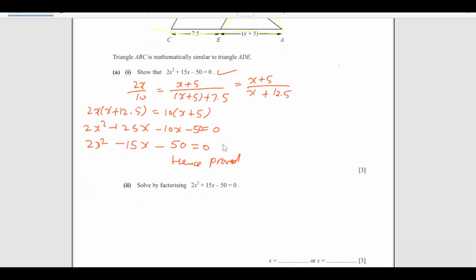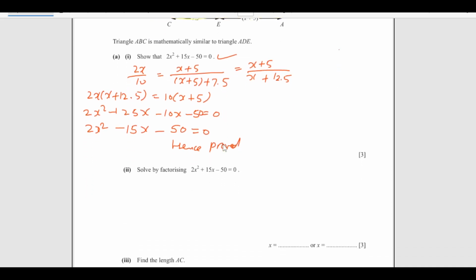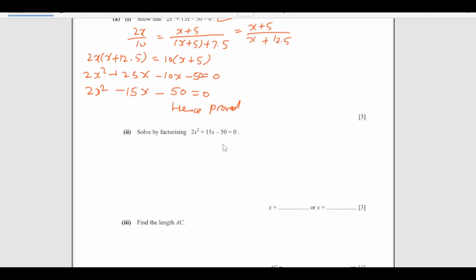Now solve this by factorization. We can factorize this easily. So we need 2 times 50, and then we need 100. We need two numbers that, when you add them, give 15, and when you multiply them, give negative 100. So I think the easy one is 20 and 5. 20 times 5 is 100, right? We need one negative sign. So 5 can be negative, it can satisfy this. If 5 is negative, then we will get 20 minus 5, 15, and 20 times 5 is negative 100.